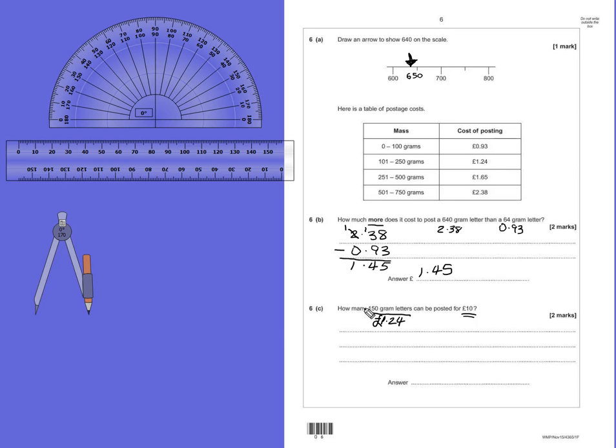Again, this is something that you can list, or you could go for a long division problem, whichever you're more comfortable with. I think personally, I would always try and list things like this, to say, right, 1 letter is £1.24, so if we go for 2 letters, it's going to be double that, so that would be £2.48. How about 3 letters?